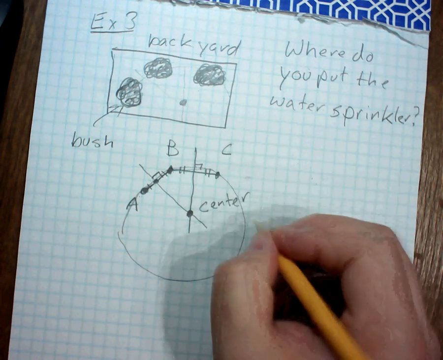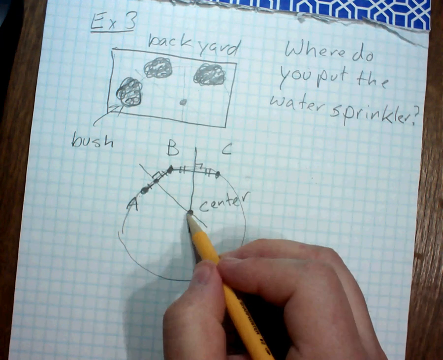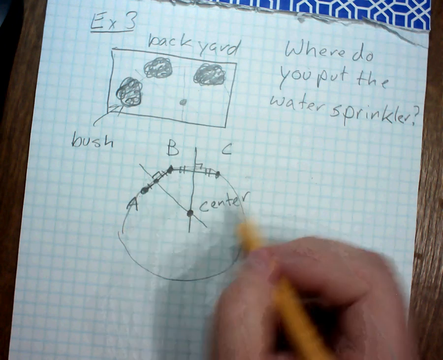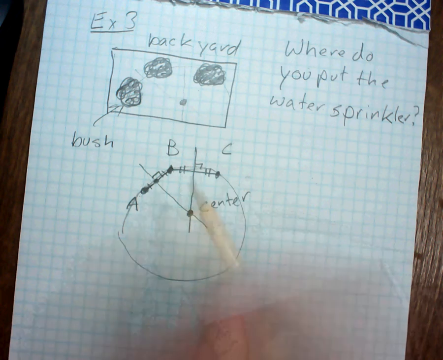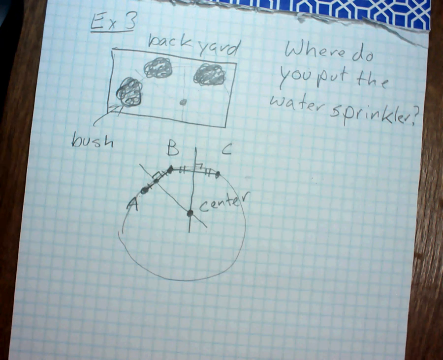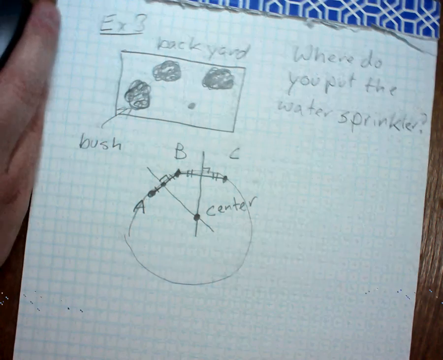Okay? And then your sprinkler will spray out over and hit all 3 bushes because the sprinkler is going to make a circle when it sprays out. So, okay, that's it for that example.